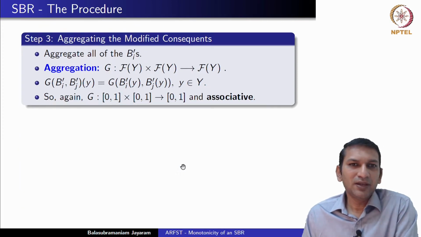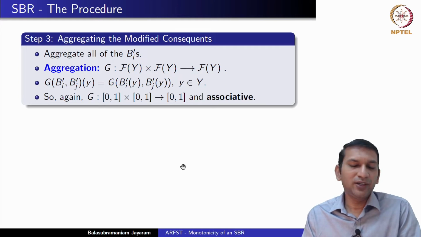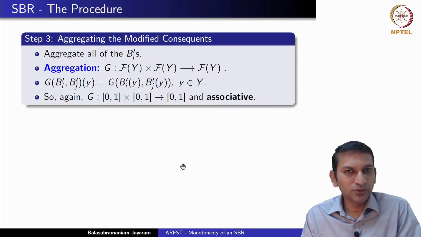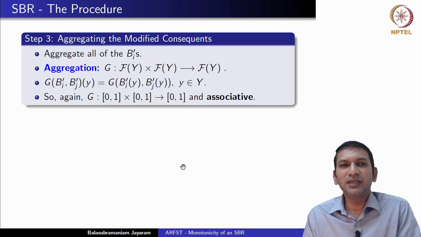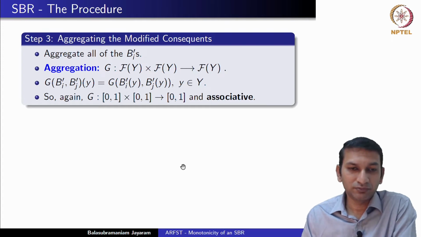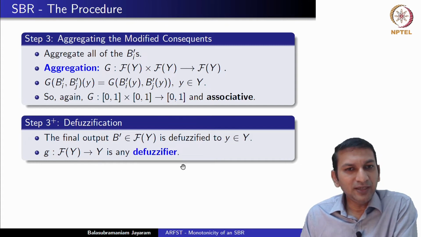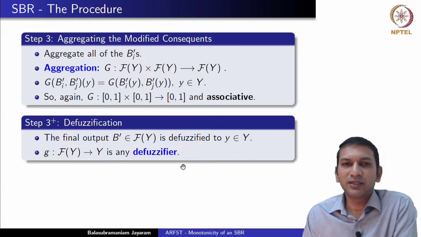In the third step, we take all these modified consequents, B1 dash, B2 dash, so on till Bn dash, and we aggregate them. Once again, it's like a collection of fuzzy sets on Y. We aggregate them to obtain a fuzzy set on Y. However, we have seen essentially we are only operating on the membership values. So G can also be thought of as simply a binary function on [0,1]. And if it is associative, it can easily be extended to an n-ary function.